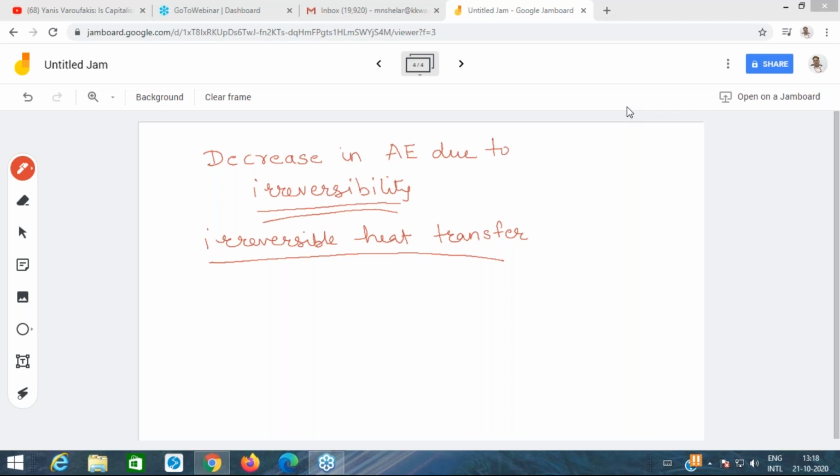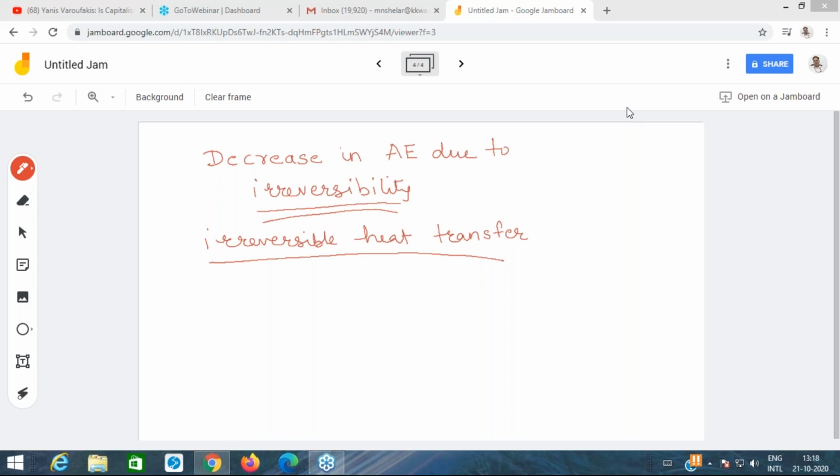Tejas is saying equivalent to exergy destroyed. No, Tejas, that is okay, but what is the meaning of irreversible heat transfer? Irreversible heat transfer leads to exergy destruction. Okay, but what is that?